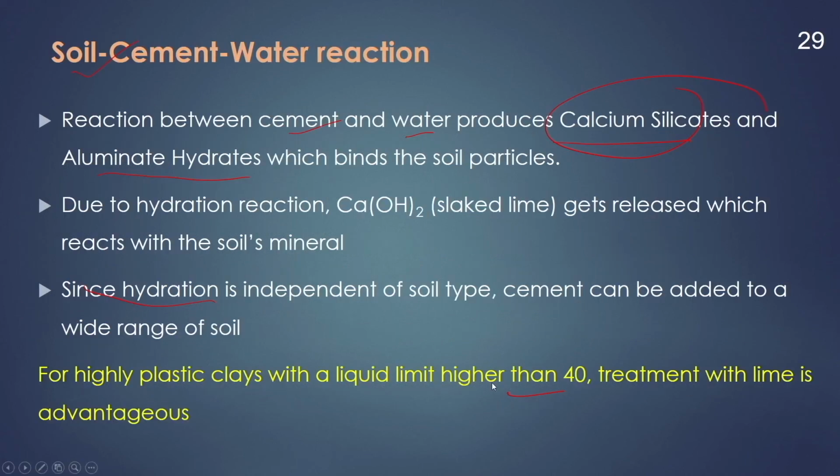When we add cement to a soil, the cement will react with the water present in the soil, and due to this reaction between the cement and water, it will produce calcium silicate and aluminate hydrates. These calcium silicate and aluminate hydrates will bind the soil particles together, and therefore the particle size will increase and the bonding between the particles will increase, and as a result the soil strength will increase.